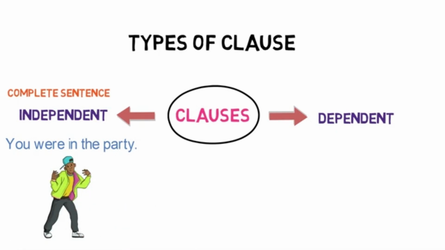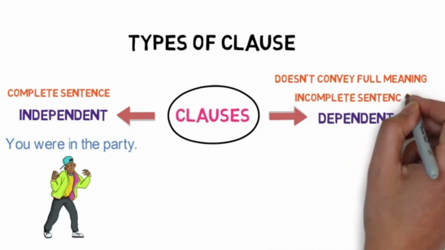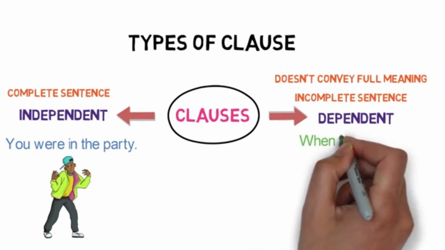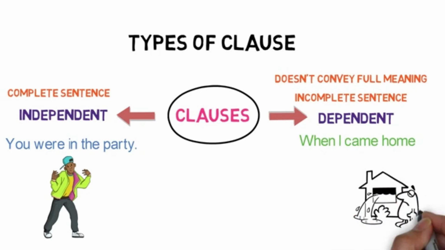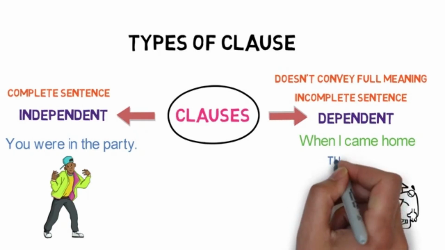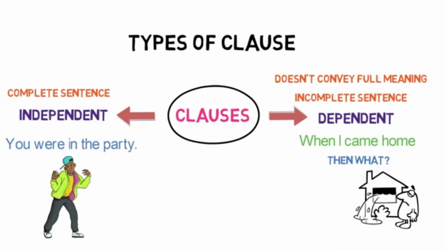Now, what is a dependent clause then? It is a group of words with a subject-verb combination, but it doesn't convey full meaning and hence it is not used as a sentence. For example, when I came home. It has a subject I and a verb came, and it is also a meaningful group of words, but it lacks the entire thought. That is, when I came home, then what? We want to know what happened after that.